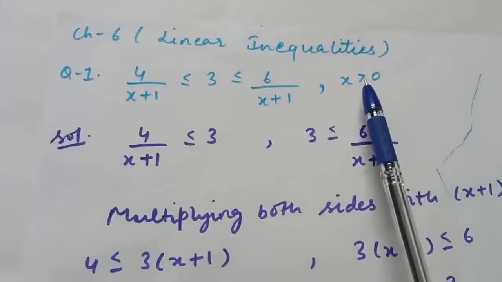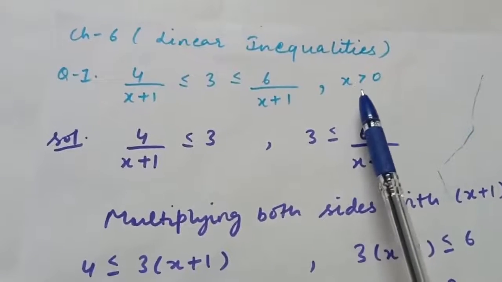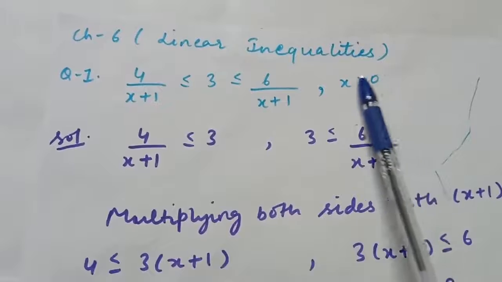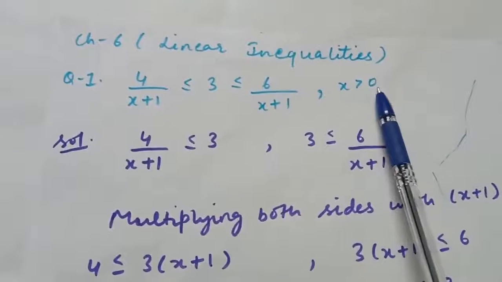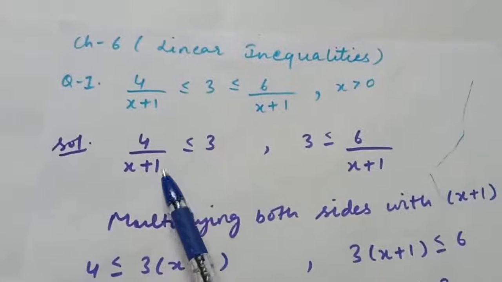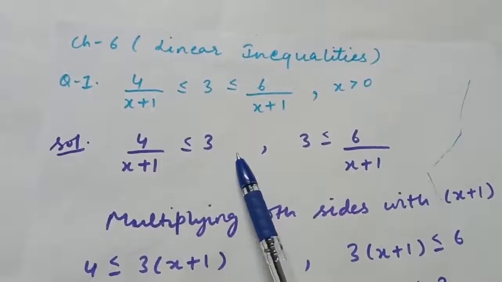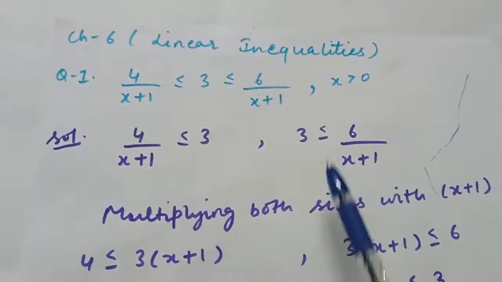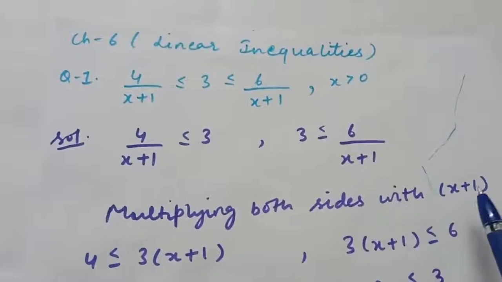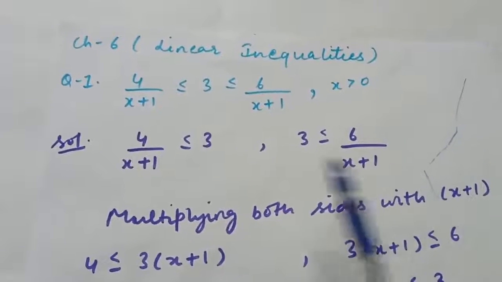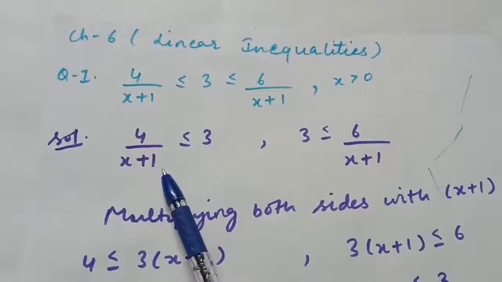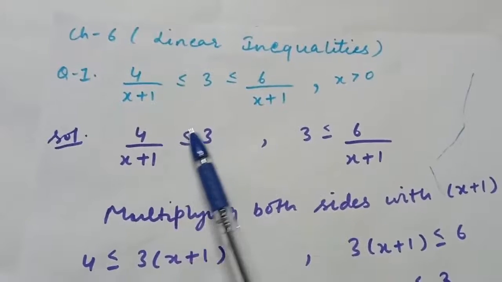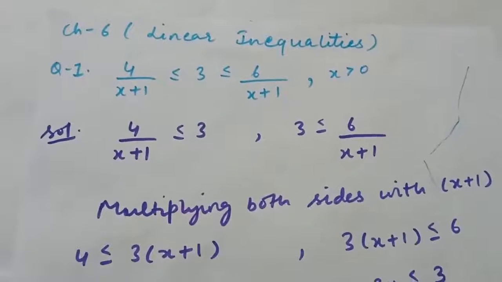So this condition is necessary. Now in this condition they have given that x is greater than 0. If x is greater than 0, x plus 1 is always greater than 0, right? So we can multiply in this question both the sides with x plus 1, because x plus 1 will always be a positive quantity. So the sign of the inequality will not change.